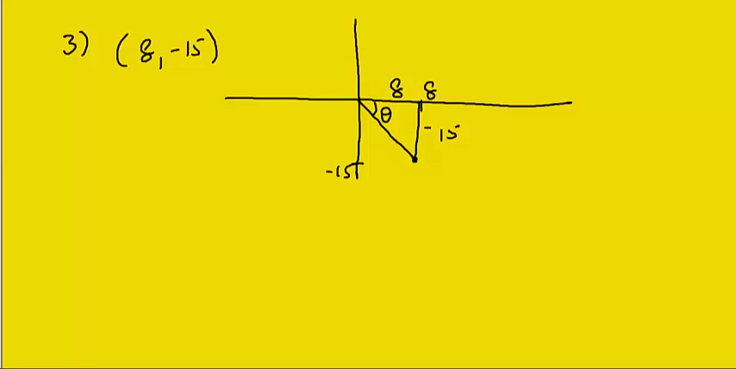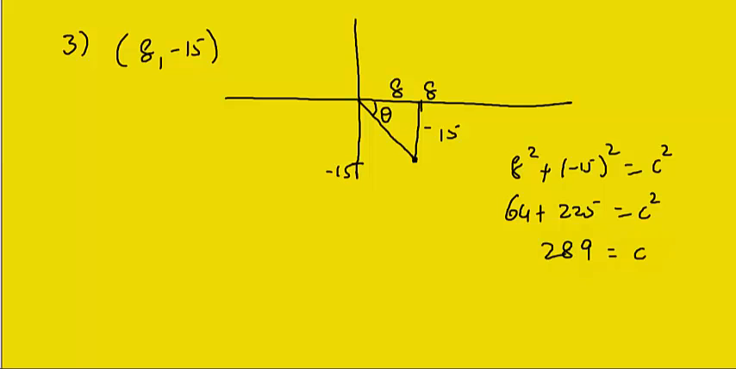Okay. How do I find my hypotenuse? Pythagorean theorem. So 8 squared plus negative 15 squared is equal to c squared. So this is 64 plus this is 225 is equal to c squared. And that's going to give me 289 for c squared. And what's my c equal to? Square root of 289. Is that a perfect square? Huh? 17.